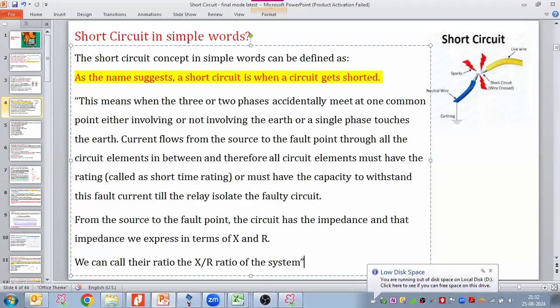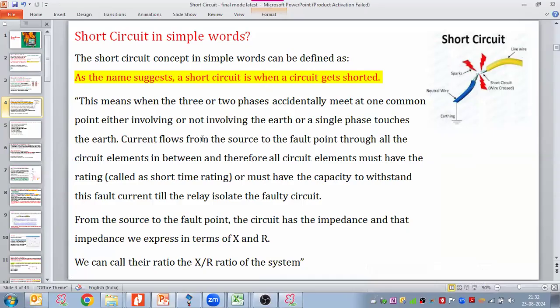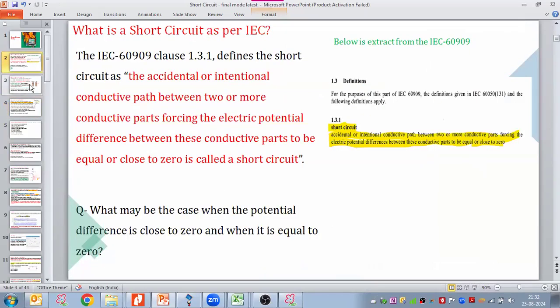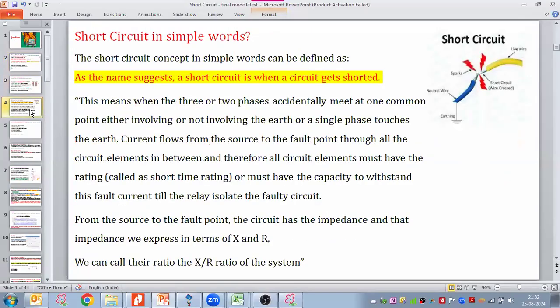So there are two different statements. One statement in simple words: a circuit gets shorted. This is how we can say what is short circuit. And again, I took some insight of the short circuit. In a simple way, a circuit that was running now gets shorted, their length cut and shorted. So we can say this is short circuit.